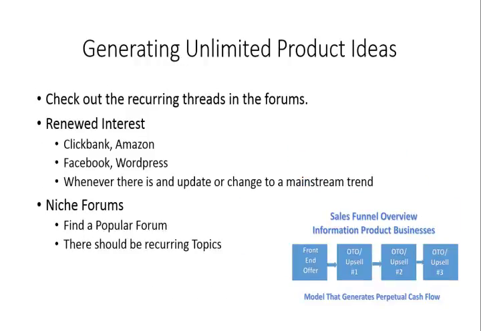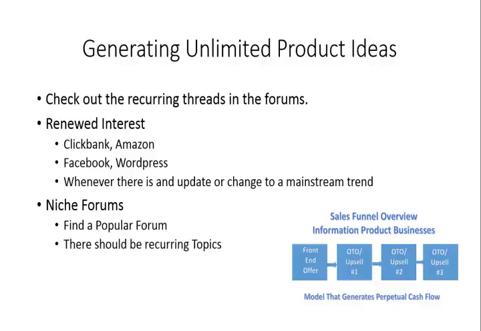Now, in terms of unlimited product ideas, you want to start thinking about how you're going to generate product ideas. And there are a couple of different ways to think about this. One of the first things that you can do inside of the forums where your niche is, you want to look at all of the threads that recur. In other words, what are the questions that people are asking over and over and over again? Because obviously, even if they're getting answers, they're not satisfied with the answers that they're getting. They're not satisfied that they know how to execute whatever the advice is.